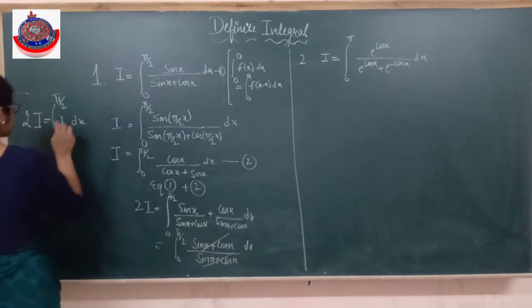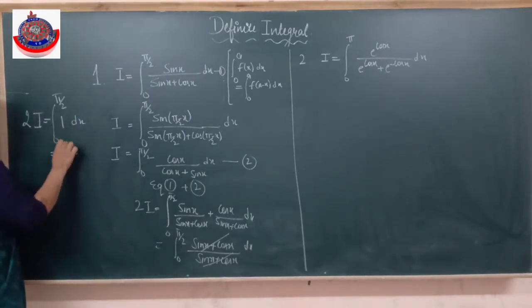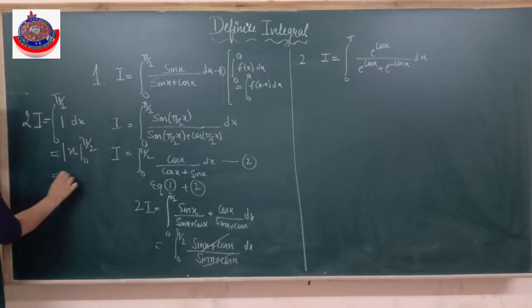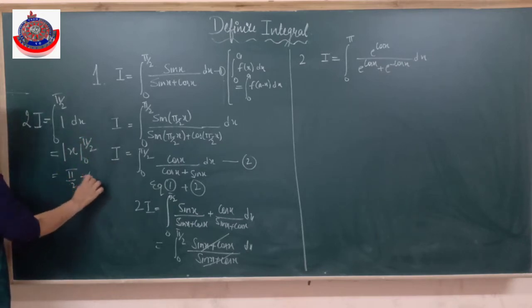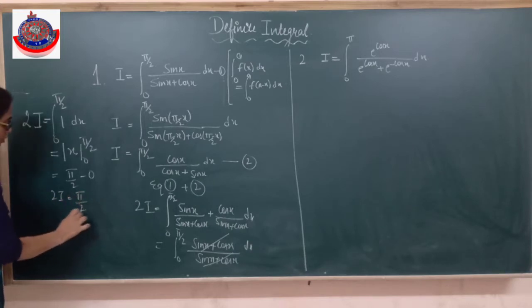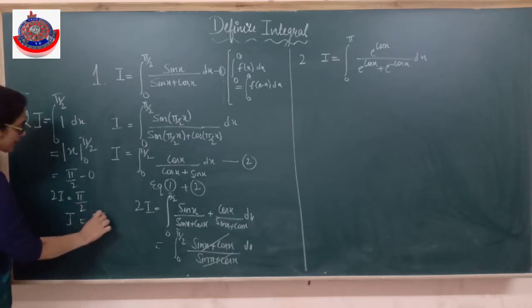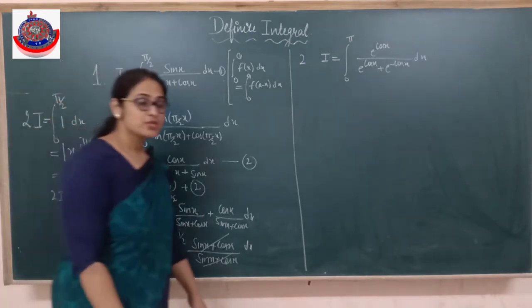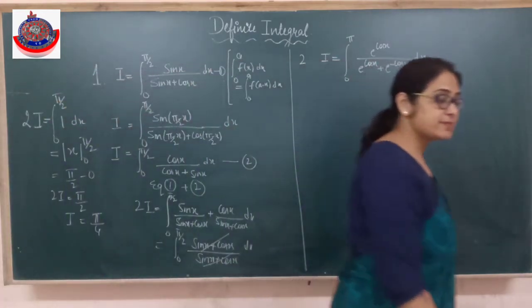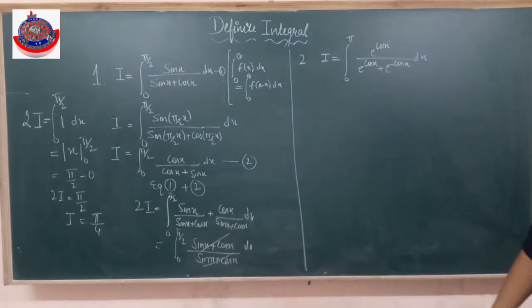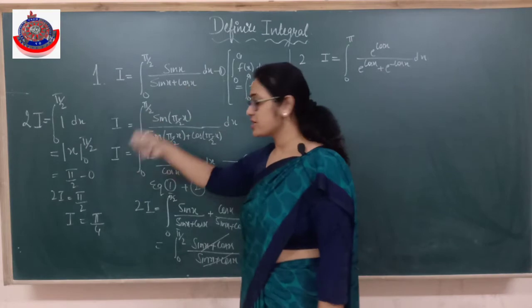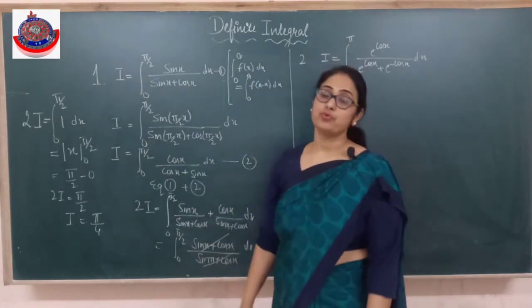So what is the integration of 1? That is x. Put the limits, upper limit minus lower limit. So 2I is equal to pi by 2. I need the value of I, that will be pi by 4. Understood, children? I applied the property, the question became such an easy question, and we got I equal to pi by 4. That means the integral of this function is pi by 4.